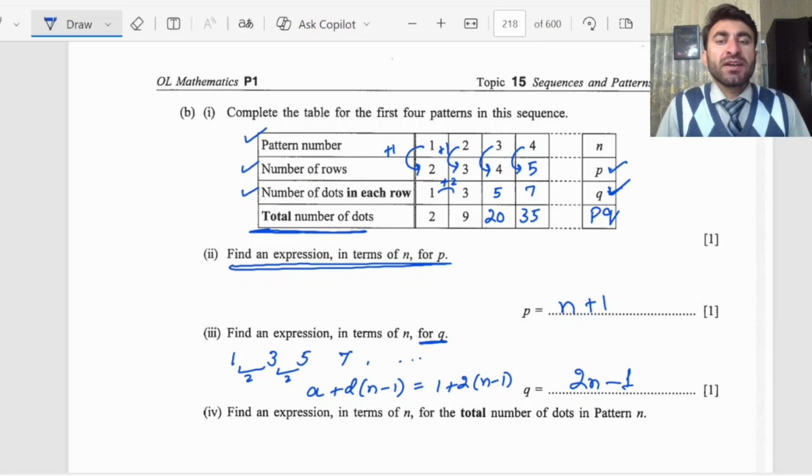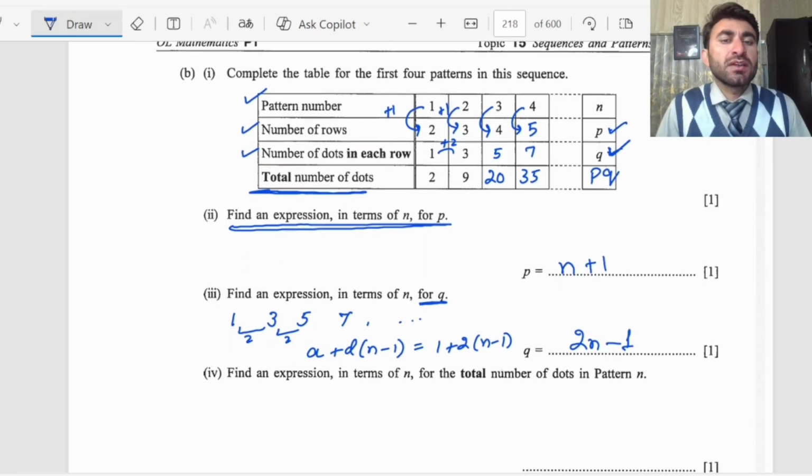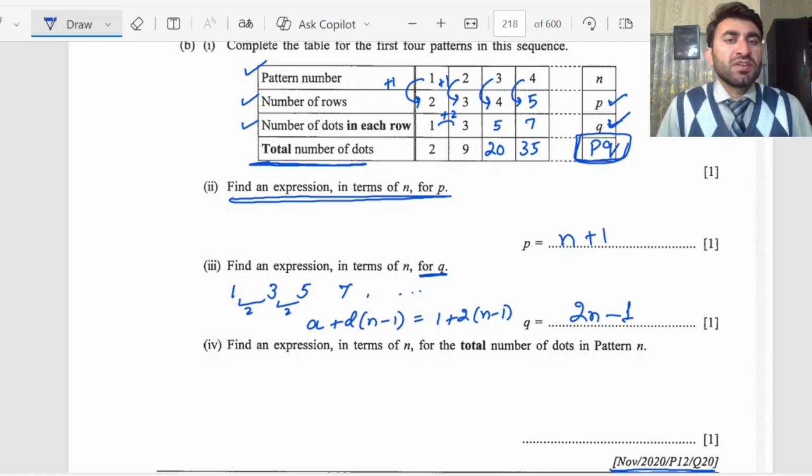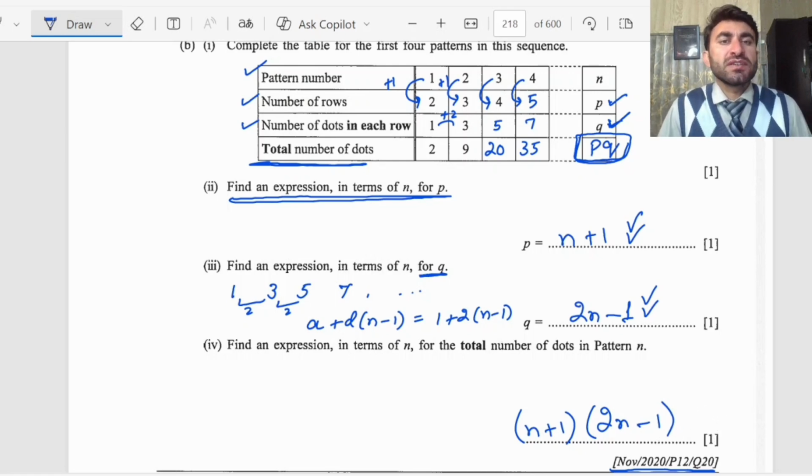Then it stated find an expression in terms of n for the total number of dots in pattern n. As we know, the total number of dots in pattern n is the product of number of rows with the number of dots in each row. It is pq, and we have figured out the values of p and q over here. So it shall become n plus 1 times 2n minus 1, and there is no need to expand this expression because it is worth 1 mark only. So that was one question of patterns. Let us deal with another question.